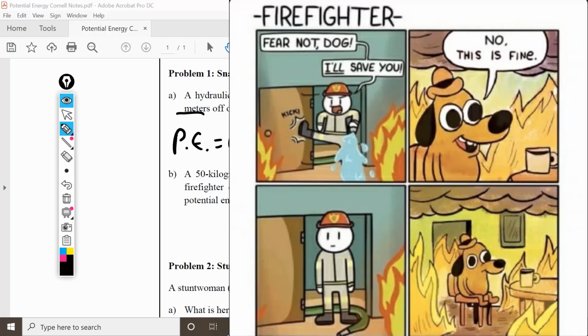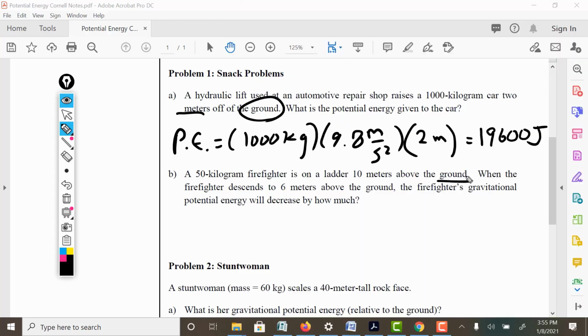A firefighter is on a ladder that's 10 meters above the ground. Again, the ground is going to be 0. Okay. Now, when the firefighter descends to 6 meters, so they started at the top at 10 and they lower themselves to 6 meters above the ground. Okay, the potential energy changed, right? Now, by how much? Well, let's see.